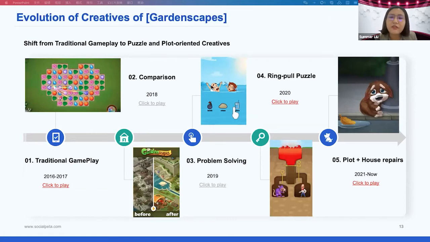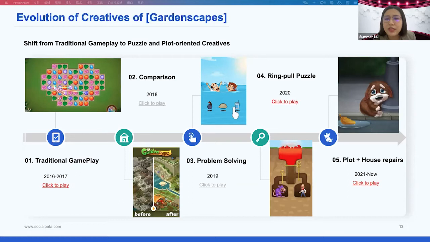And we also have another example, which is Gardenscapes. Gardenscapes is also a successful case, especially in the three-match category. We can look at the change in creatives from the very beginning until now. The beginning, from 2016 to 2018, we can take as the early phase. Creatives from Gardenscapes mainly focused on showing actual gameplay. Since 2019, Gardenscapes inserted various mini-game elements into creatives, which rapidly improved game influence, like the comparison and problem solving.